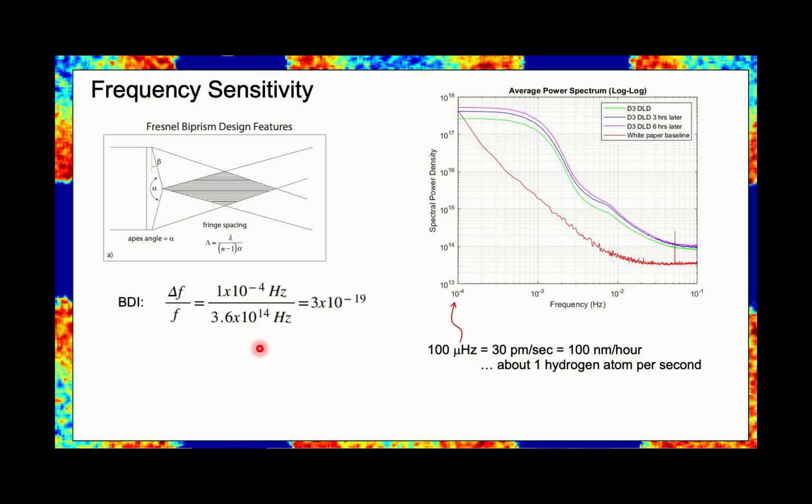So before I move to the next topic, I do want to say something about the frequency sensitivity of our technique of biodynamic imaging. I showed you the Mach-Zehnder configuration, but there are other configurations, and this is one of them. This uses a Fresnel biprism. This was actually invented by Augustin Fresnel around 1819.